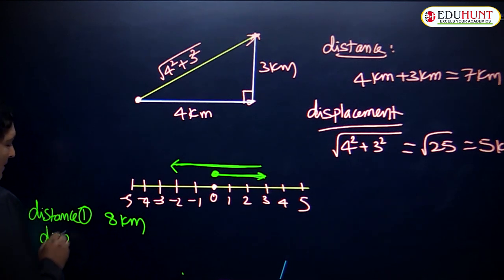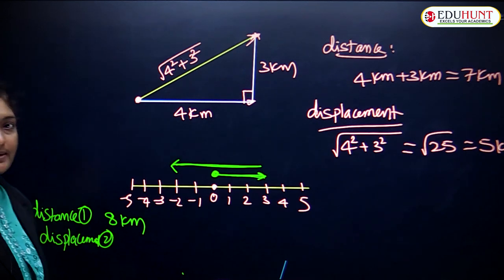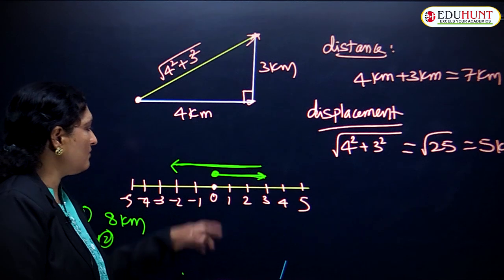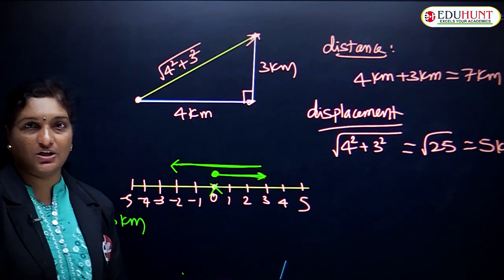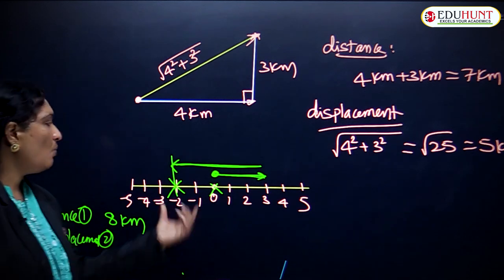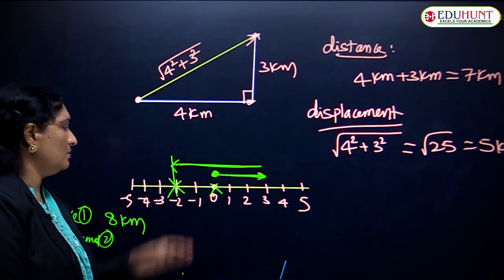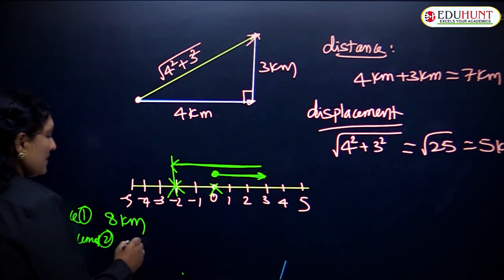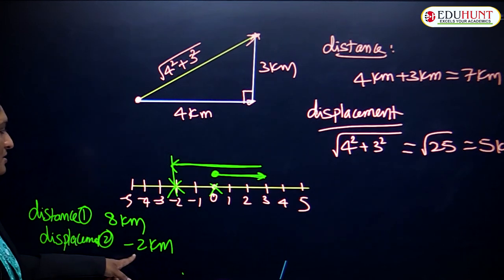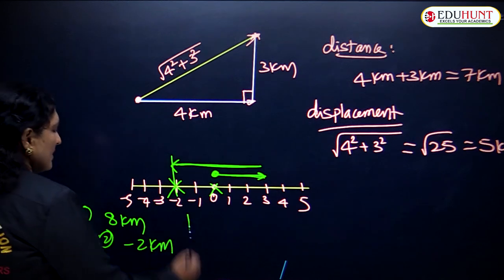Whereas displacement in the first case is, what do you mean by displacement, children? The length from initial to final position. So, where was his initial position? Here was the initial position. And where was his final position? Here would be our final position. What is the length from initial to final position? 0 to minus 2. It is minus 2 kilometers. In this case, displacement is minus 2 kilometers, whereas distance is 8 kilometers. Let us go with example 2.